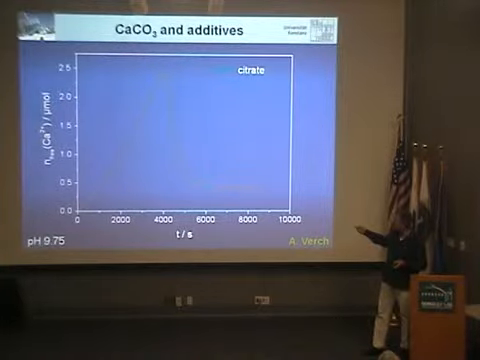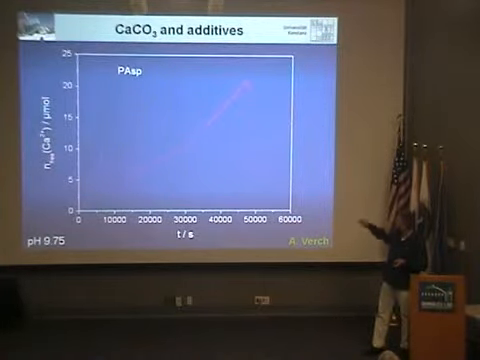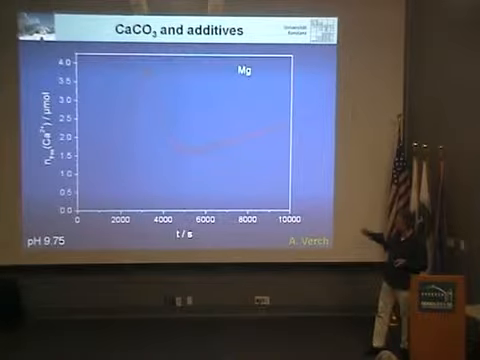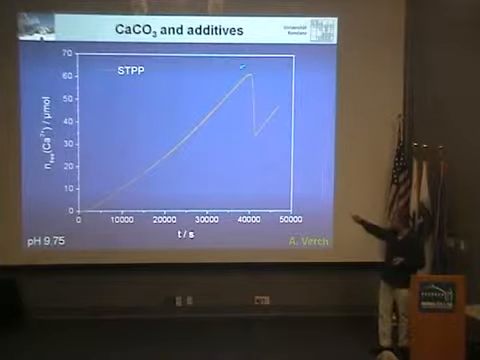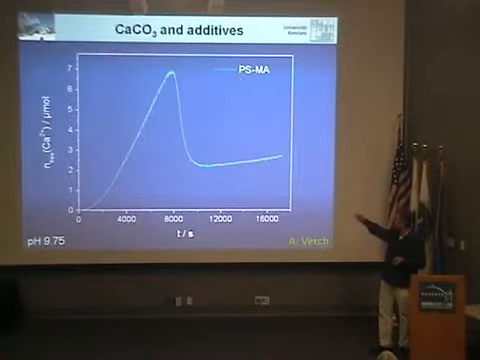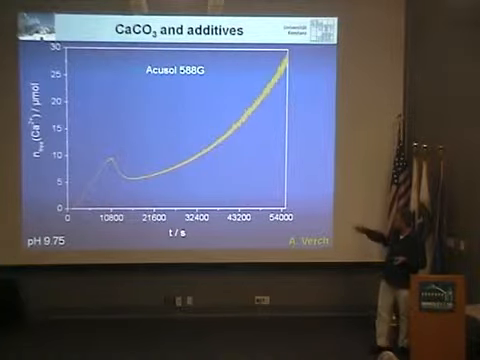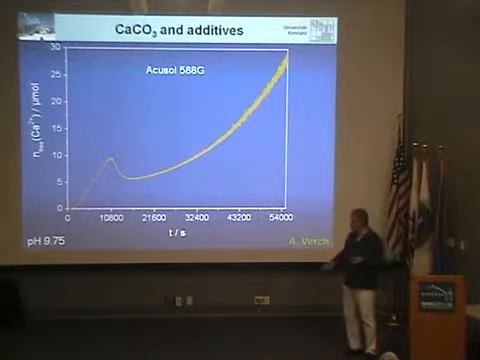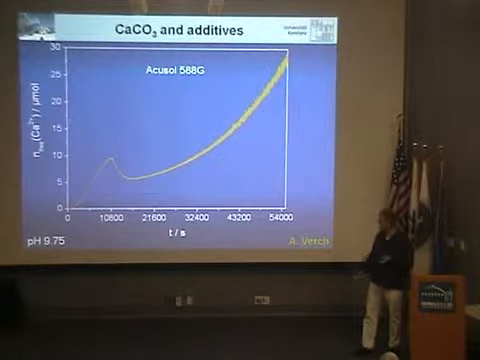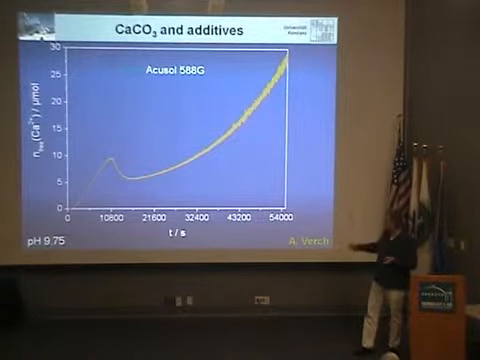So here we have calcite. You see the course of polyaspartic acid is very different. This is magnesium ions. They also act as additive. Sodium tripolyphosphate, polystyrene maleic acid. And this is a commercial scale inhibitor. This is polyacrylic copolymer with styrene sulfonate. And again, a very different behavior.